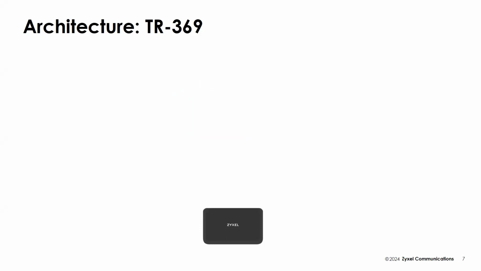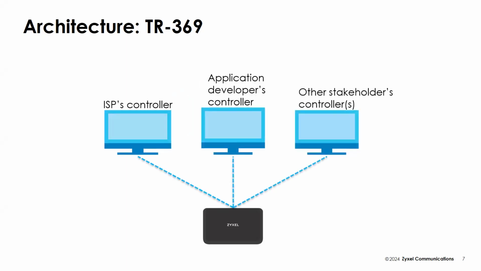Okay, and this is the architecture of the TR369 topology. As you can see, in a TR369 scenario, it allows multiple controllers to manage a single device like this. And please note that in a TR369 scenario, we do not call the ACS a server. Instead, we call it a controller. So that's why you will see we have several controllers with different names like this.